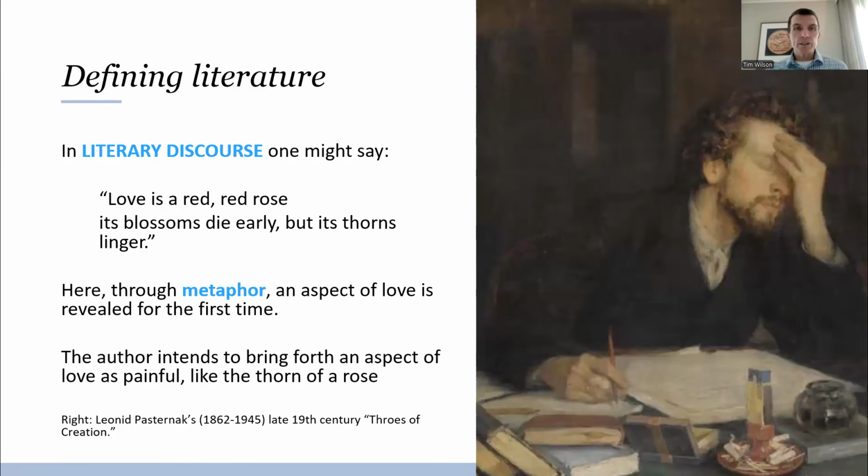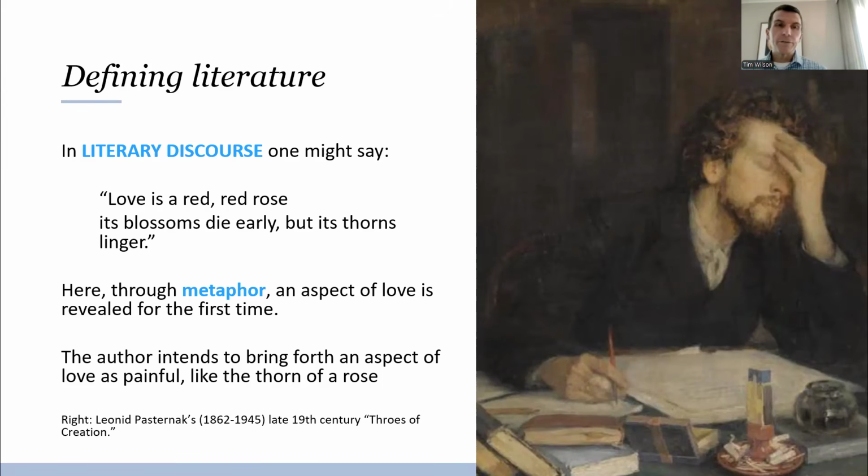In literary discourse, one might say, love is a red, red rose. Its blossoms die early, but its thorns linger. So here, through metaphor, an aspect of love is revealed for the first time. We'll talk a bit more about metaphor later, but a metaphor brings together two things, two images, two concepts, comparing them without using like or as, right? The like or as, that would be a simile, right? To remember your high school days.